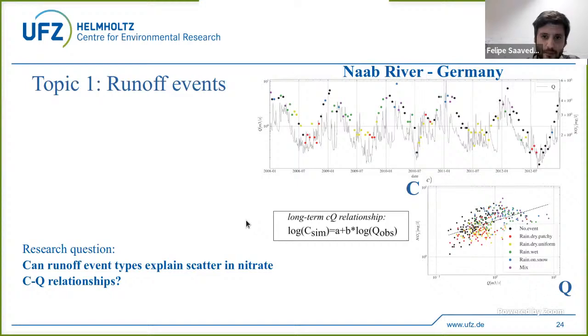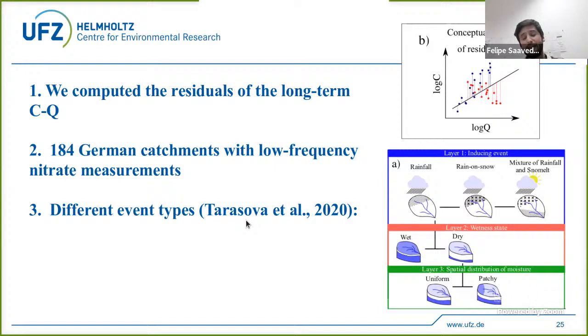So to do that, we computed for 184 catchments. We took all the time series from 2000 to 2015. And we computed for each catchment the long-term CQ relationship, this line here. And then we obtained the residuals of each grab sample. And then for each grab sample, we defined if it was taken during a runoff event or not.